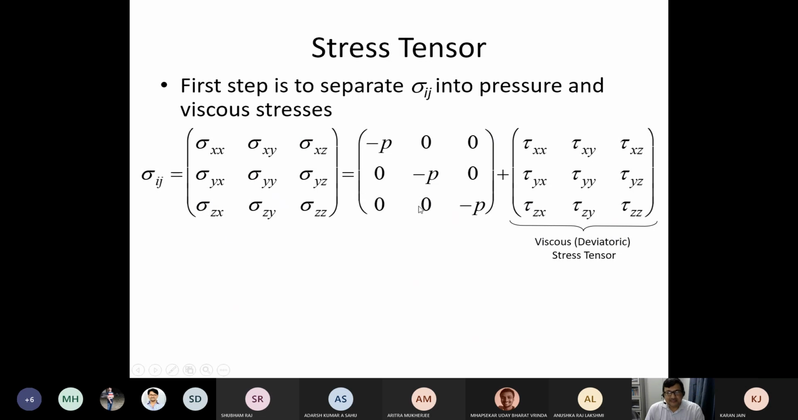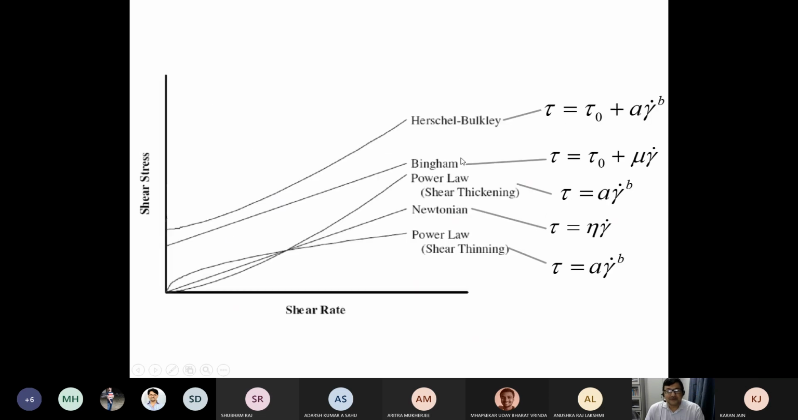Now, of course, sigma has a pressure term and a deviatoric term. This is for a fluid. And we have talked about the different types of fluids, like Herschel-Bulkley, Bingham plastic like paste, power law shear thickening like quicksand, Newtonian like water, power law shear thinning like paint. So different types of constitutive relations are available. By the way, these are not laws. These are all different types of experiments performed. And from those experiments, people have summarized that, okay, this fluid behaves like this, that fluid behaves like that.